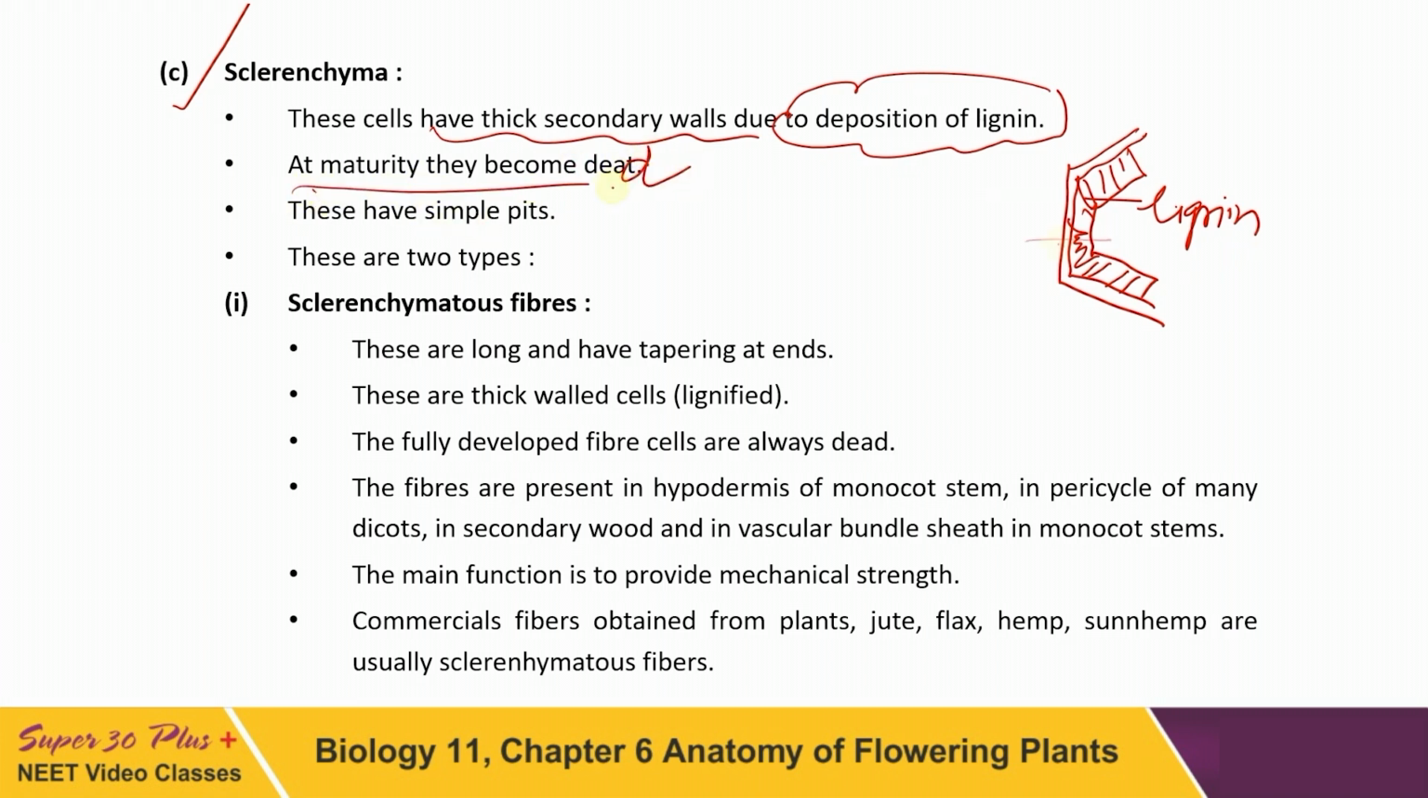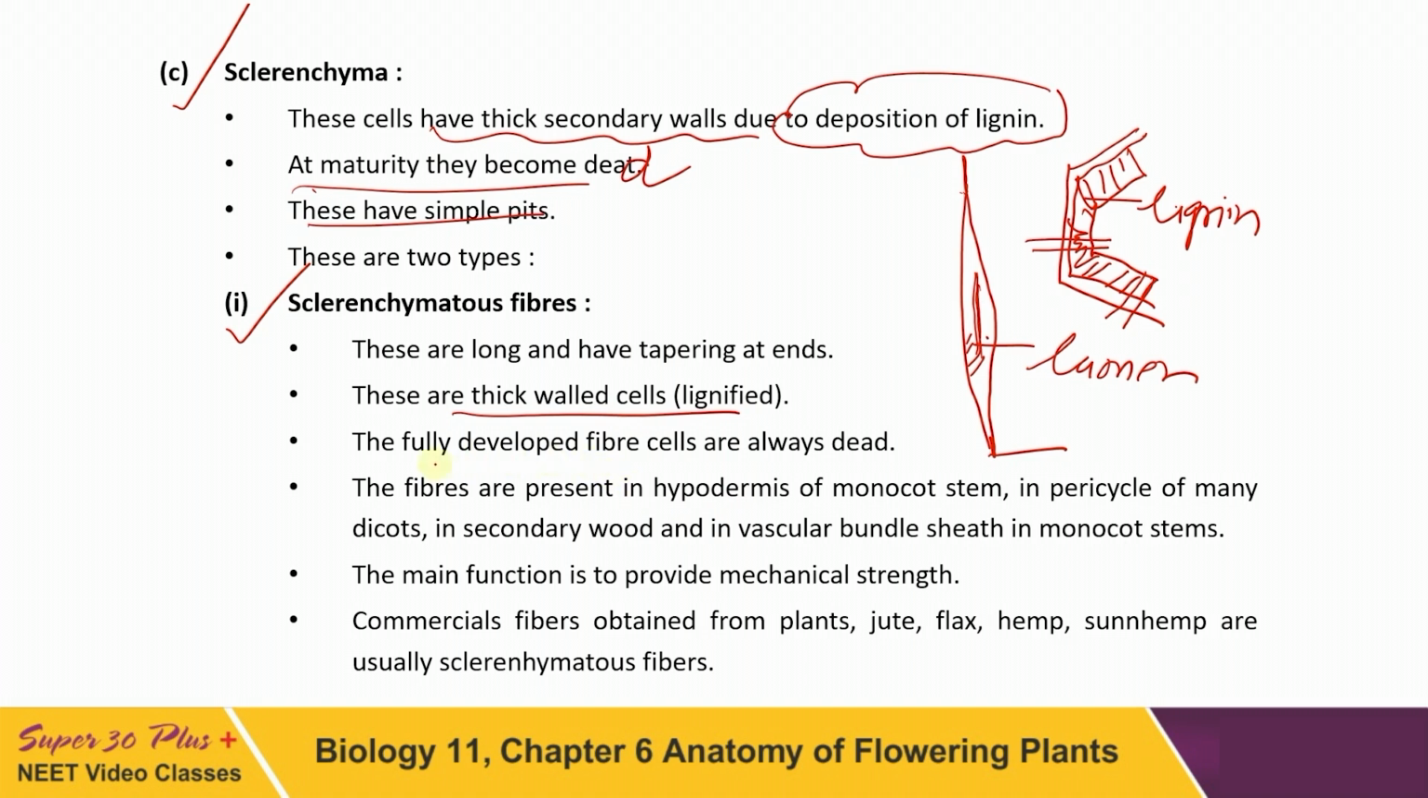They have simple pits, small pores through which these are connected with the other cells, and these cells are of two types. Sclerenchyma is of two types. One is the sclerenchyma fiber. As the name indicates, these are long, elongated cells like this. The tapering ends are there, and the cell wall is very, very thick. A very small lumen is left. The cavity is very small because the cell wall is very thick here. The cell wall is lignified. A fully developed fiber will definitely be dead.